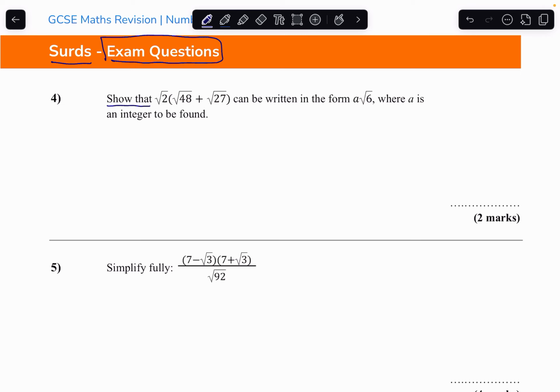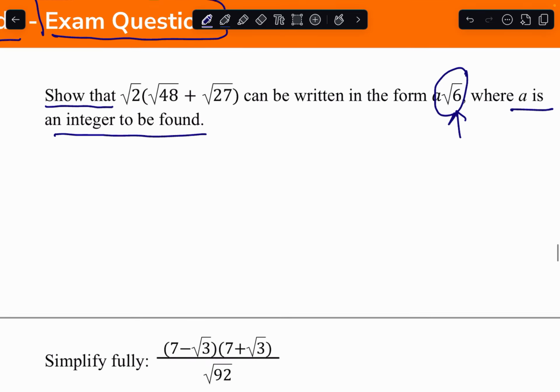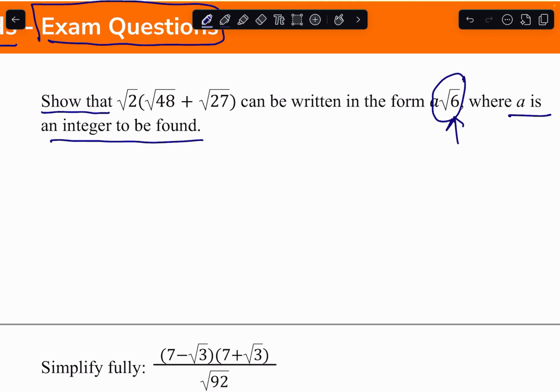Show that questions are very easy because the answers are already given in that. They are saying that it can be written in the form a root 6, where a is to be found, right? A is an integer, right? They have given it. So what we have to do, we take this and try to make it this.